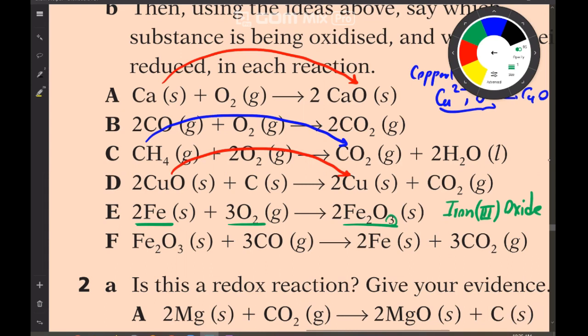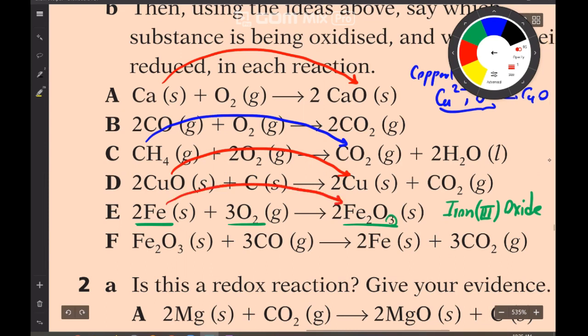So let's see what happens to the iron. Iron has gained the oxygen, so it is oxidized. And what happens to the oxygen? It's reduced, because when we identify the species which is oxidized, the other species is obviously reduced.